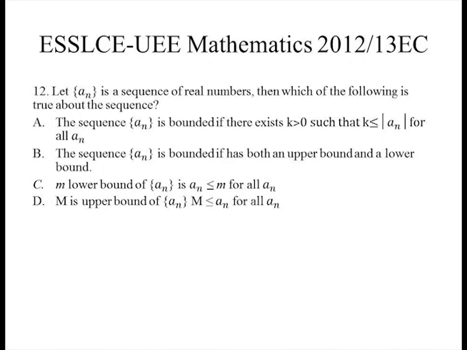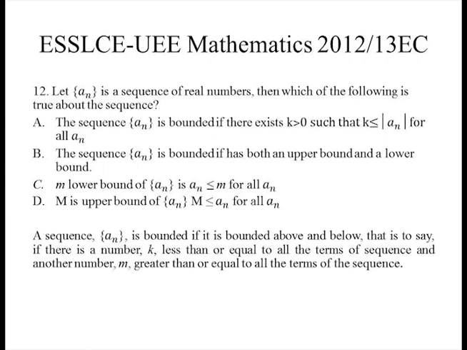Question number 12. Let the sequence a sub n be a real number sequence, then which of the following is true about this sequence? All the choices are referring to a bounded sequence, so let's define a bounded sequence. A sequence a sub n is bounded if it is bounded above and below. That's to say that there is a number k less than or equal to all terms of the sequence, and another number m greater than or equal to all terms of the sequence. Mathematically, this statement can be expressed as k less than or equal to a sub n less than or equal to m. So choice B is the right alternative.